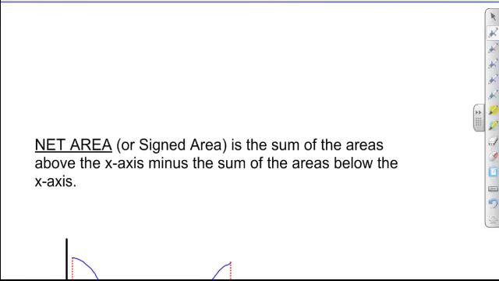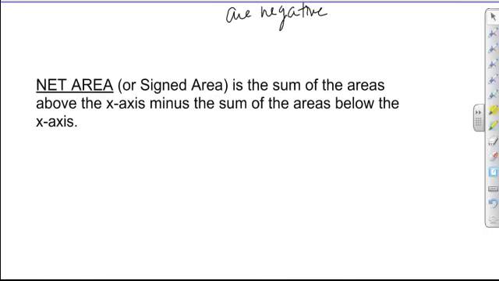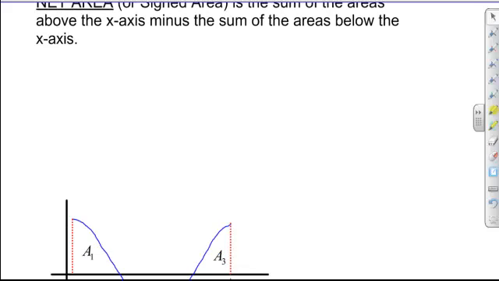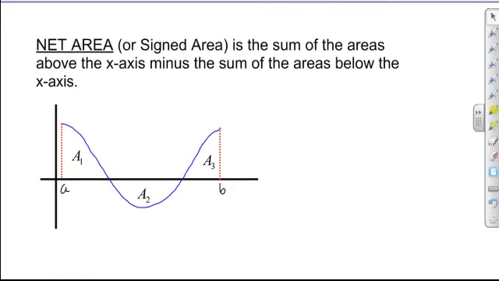What we're looking at there is something called the net area. Some books refer to that as the signed area. The net area trapped between a function and the x-axis is going to be the sum of the areas above the x-axis minus the sum of the areas below the x-axis. So if we're looking at that picture right there, that net area would be the area A sub 1 minus the area A sub 2 plus the area A sub 3.